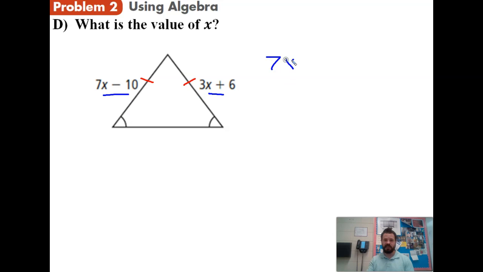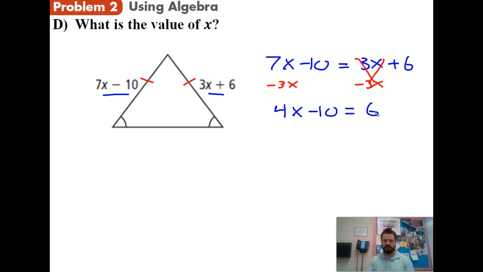We can just say that 7x minus 10 is equal to 3x plus 6. Okay, because those sides are equal, and I know that because my base angles are congruent as well. And then I can solve for x. I'm going to subtract 3x from both sides. That's going to give me a 4x minus 10 is equal to 6.